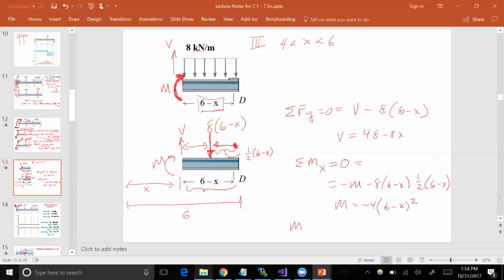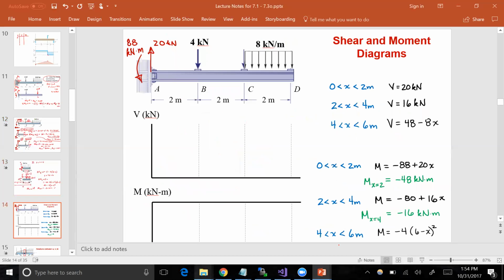So the moment at x equals 4, that's the sanity check we did above, is going to equal, when x equals 4, 2 times 2, 6 minus 4 is 2, squared is 4 times 4 minus 4 is minus 16 kilonewton meters, same as region 2. So that checks. And just out of curiosity, the M at x equals 6 is going to be what? 0. Okay, so those are points you can use to draw this thing.